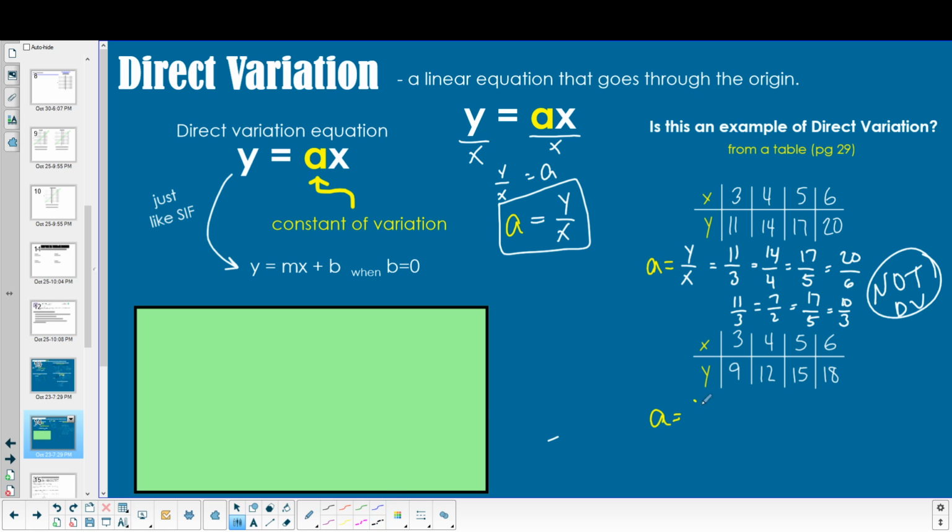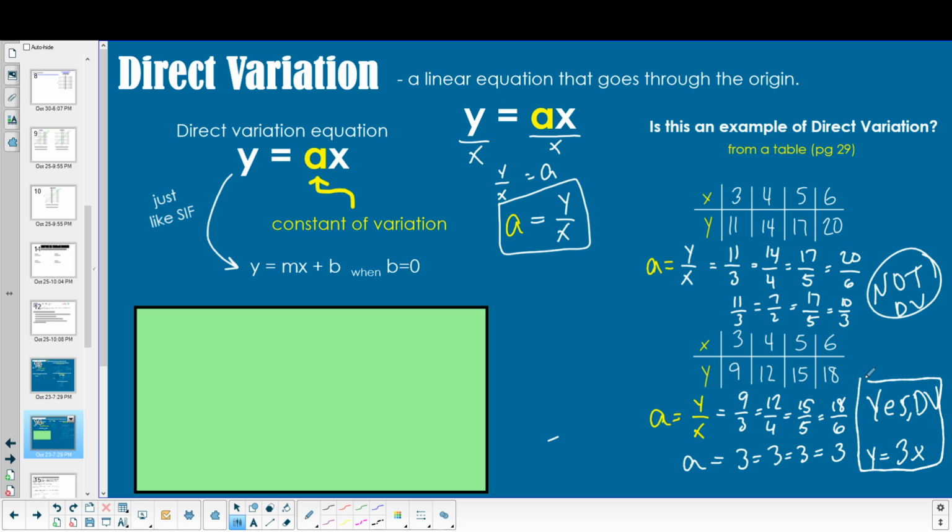A is equal to y over x, we know that. So let's go ahead and try this one out. 9 over 3, which should equal the same thing as 12 over 4, which should equal the same thing as 15 over 5, which should equal the same thing as 18 over 6. All right, let's simplify them. So a is equal to 3, which is equal to 3, which is equal to 3, which is equal to 3. Awesome. So this means this is direct variation. So yes, direct variation. And we can go as far as to say, oh, we found our a value. All right, our a value is 3. So we can write y equals 3x.